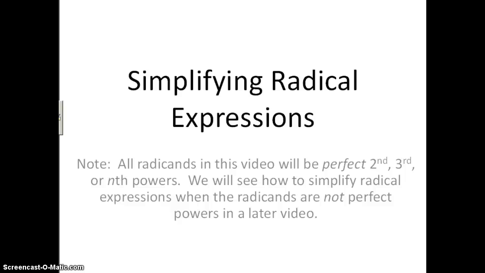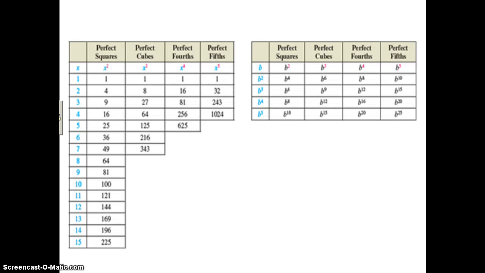In this video, we will look at simplifying radical expressions. We will only be looking at radicands that are perfect powers, such as a perfect square or a perfect cube. Later, we will learn how to simplify radical expressions when the radicands are not perfect powers. For these examples, we will need our list of perfect squares and perfect cubes. We will refer to this one throughout the examples.